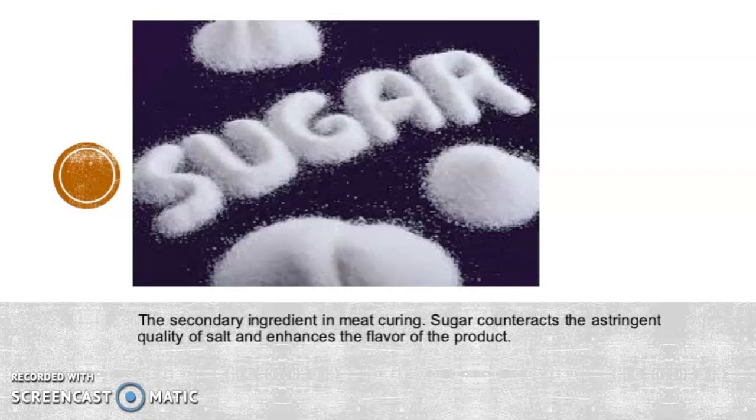The secondary ingredient in meat curing is sugar. Sugar counteracts the astringent quality of salt and enhances the flavor of the meat product. Sugar also aids in lowering the pH of cured meats. It also can reduce the shelf life of cured meats by providing food for spoilage bacteria, yeast, and molds.